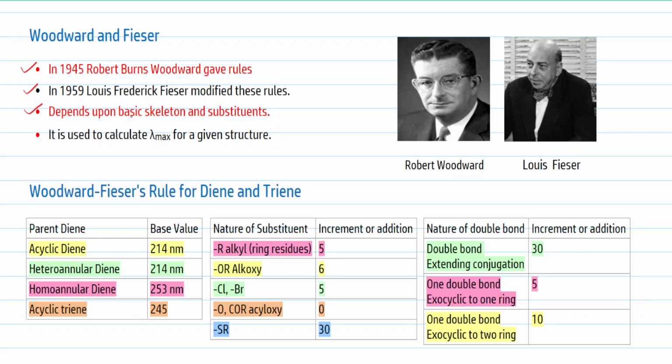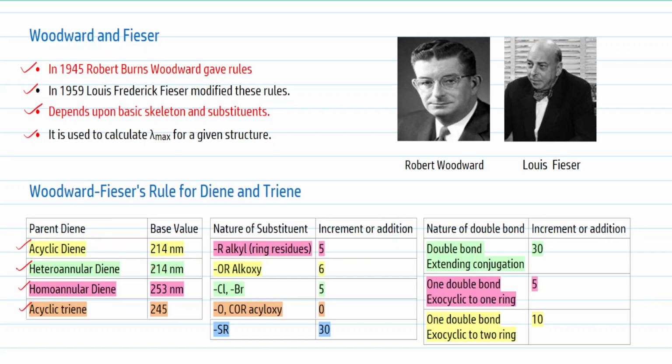These rules depend upon the basic skeleton of the organic compound and the substituents present in it. These rules are used to calculate the lambda max values of the organic compound, which may be a conjugated diene, triene, enone or aromatic compound. For the rules for diene and triene, we have to choose a parent diene. The parent diene may be acyclic diene, heteroannular diene, homoannular diene or acyclic triene, and they have different base values.